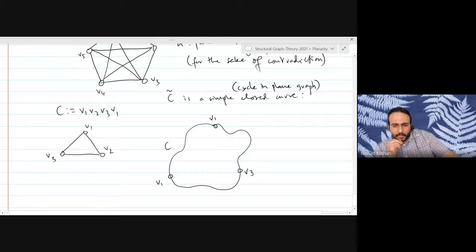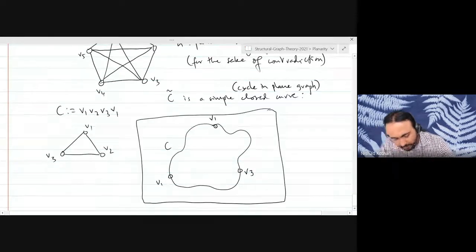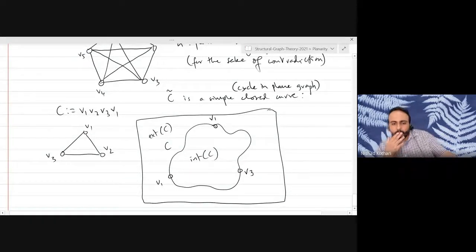Okay, so by the Jordan Curve Theorem, it breaks the rest of the plane into two parts. Let me put a box around here. This is our plane in some sense, right? It breaks it into two parts: the interior and the exterior. Now, where is the vertex V4? V4 could be in the interior or it could be in the exterior.